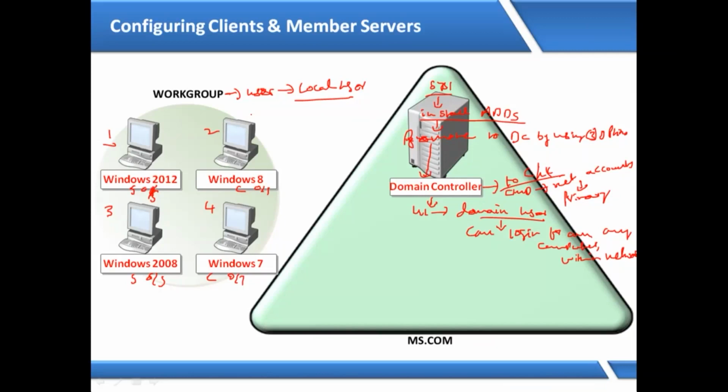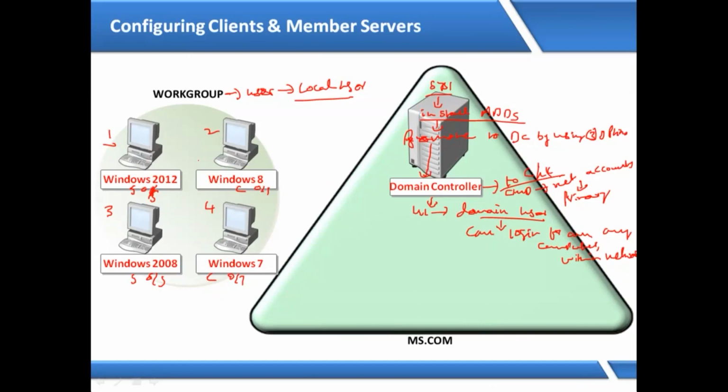Okay. Now here, a domain user can log in from any machine within the domain, within the network. Now here U1 is created. So can U1 log in from any one of these four machines? Yes or no? You tell me.